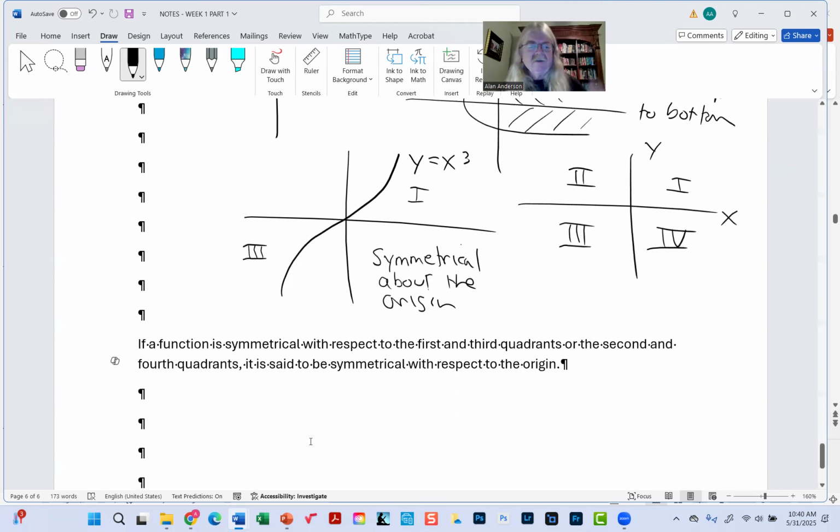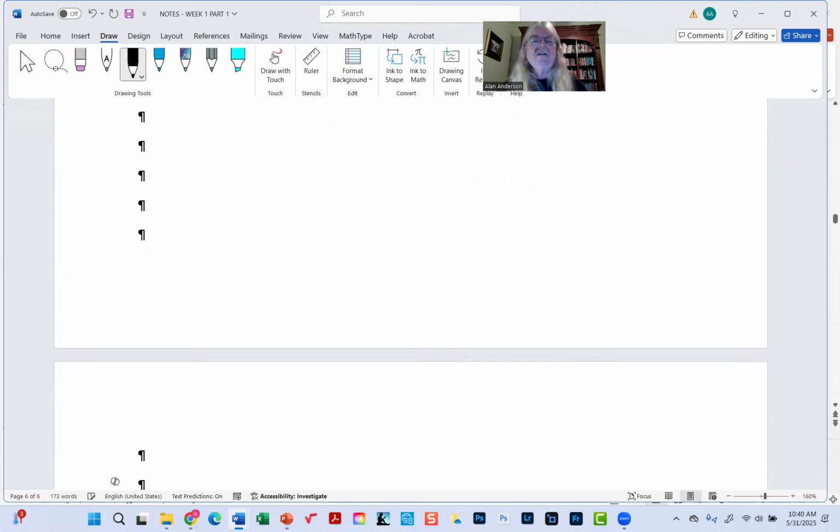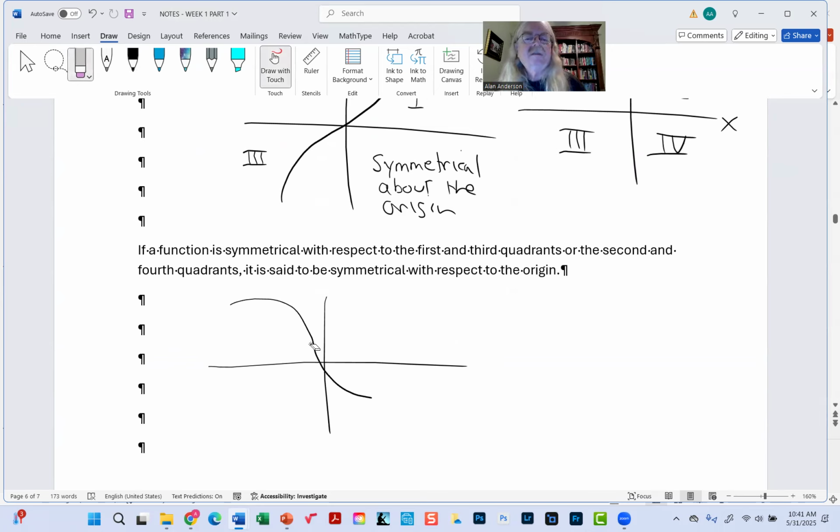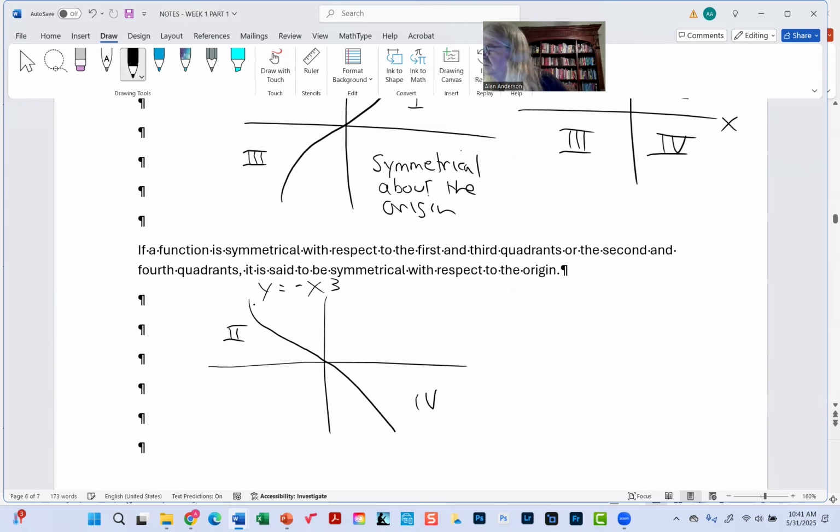But similarly, y equals negative x cubed, that's a terrible graph. Hold on. That'll have to do. Same thing. It's also symmetrical, or it would be if I drew it properly, with respect to the origin.